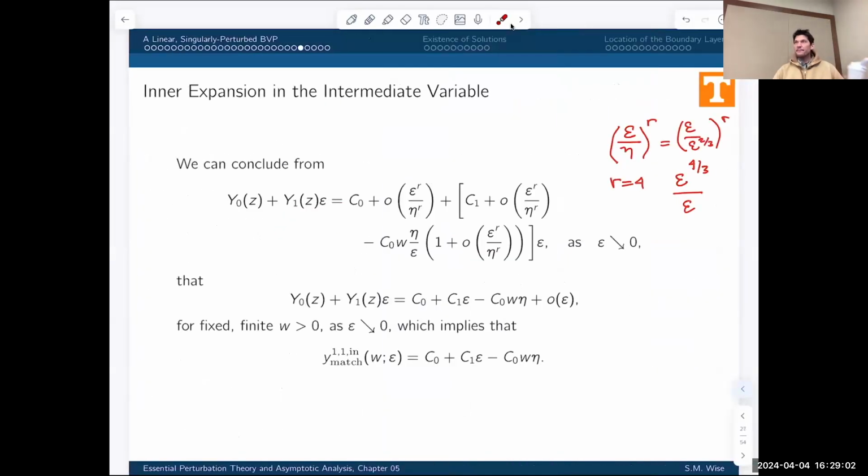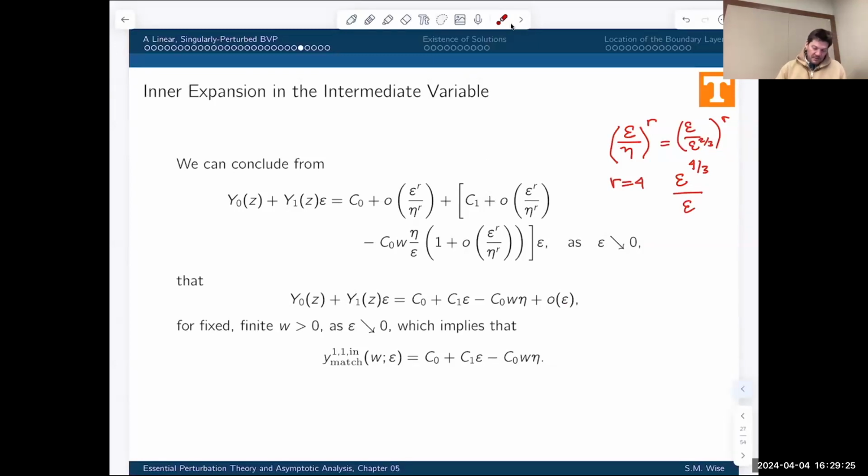Any questions about that? So that's kind of a crucial step that you're going to find out about when you do a homework problem in this area as well. How do I balance things when I'm doing my inner and outer expansions so that I get exactly the right number of terms to do my matching?